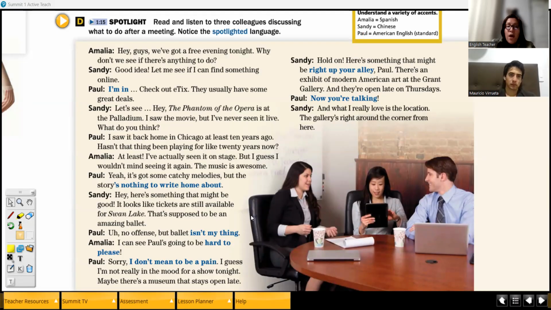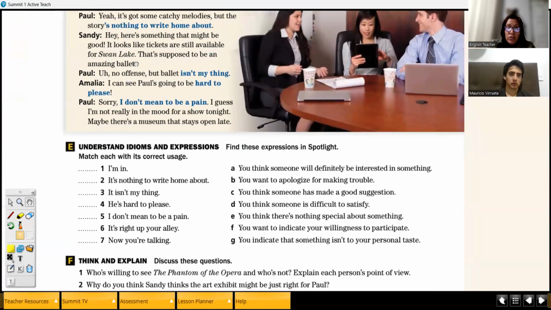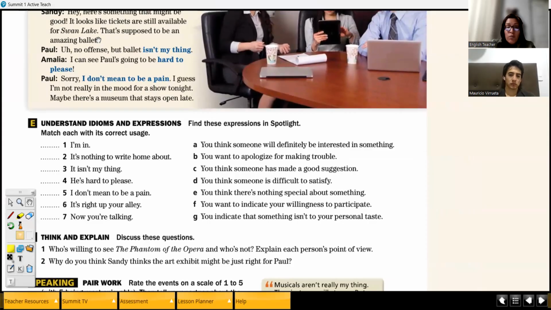So they are trying to go out, they are choosing the best place to go. And we have some expressions, okay? Can you match the expressions with the meanings? You can tell me orally if you want. Okay.